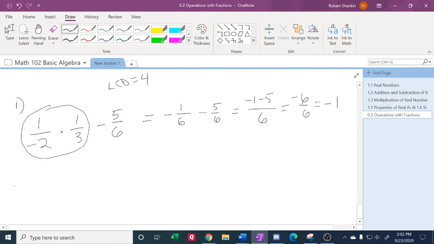And let's do another one. Number 2. Negative 2/3 plus 3/8 times 4/3. Alright. This one, let me give you time to work on this. So, get as far as you can on this, and then I'll stop you a little bit.